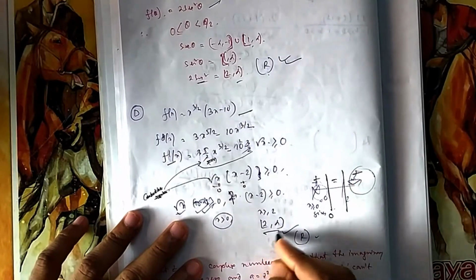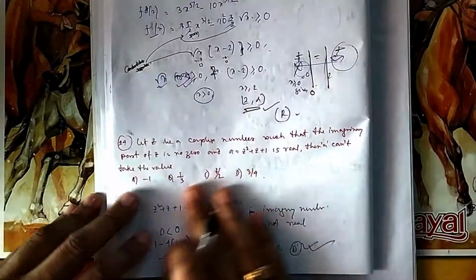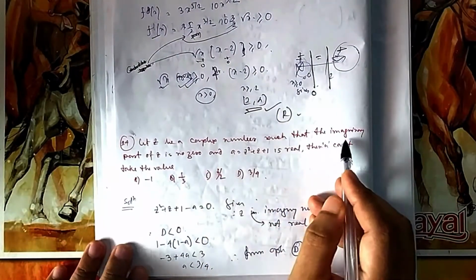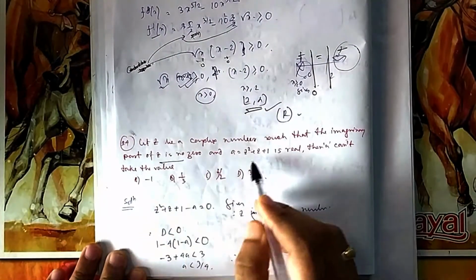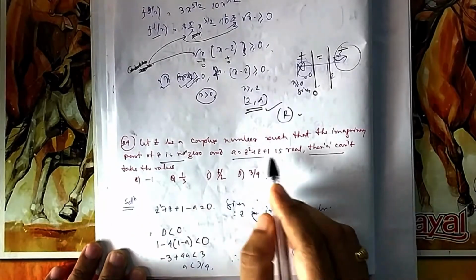So only this area will come, so it should be greater than 2 to infinity because they have given x is positive here. Okay, now if you come to 24, let z be a complex number such that the imaginary part of z is non-zero and this is real, then a cannot take value. Now this should be real.